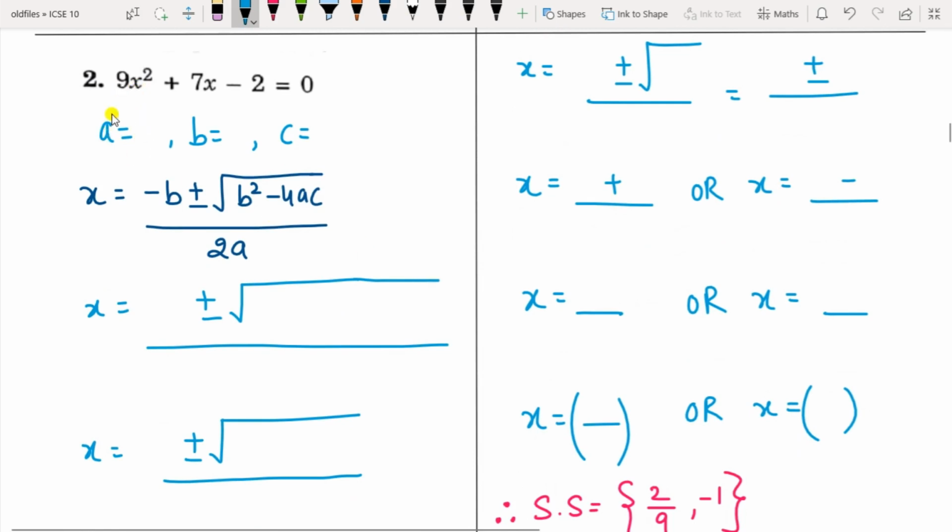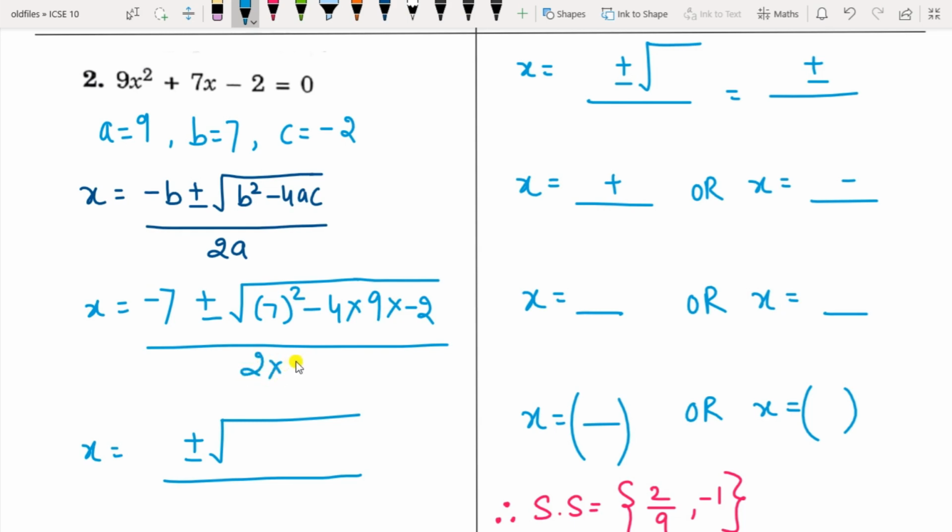Now here in this question, A is 9, B is 7, C is minus 2. Write the formula. Now substitute the value for B here. B is 7, and minus sign of B, plus or minus, B is 7 square minus 4 into A is 9 and C is minus 2, the whole upon 2 into A is 9. Okay. Now this is minus 7.